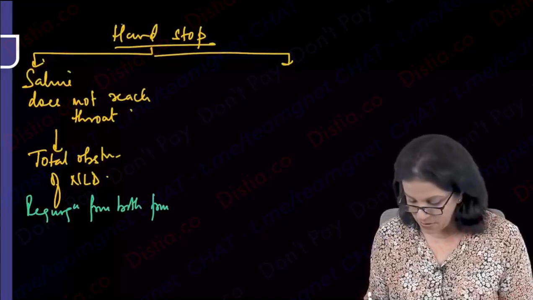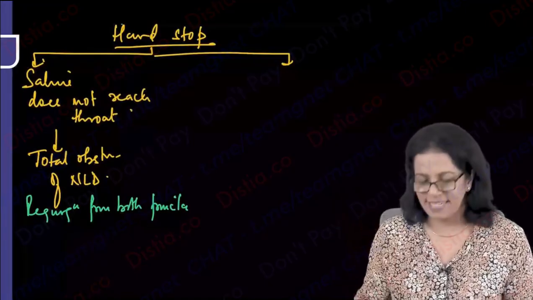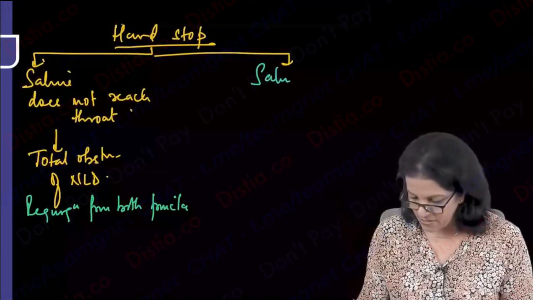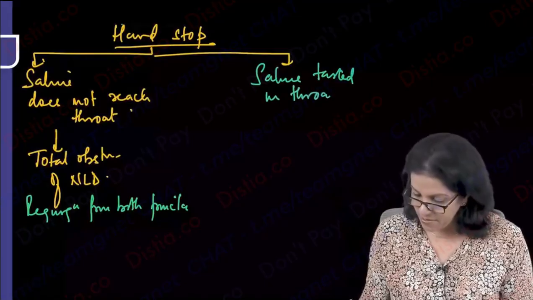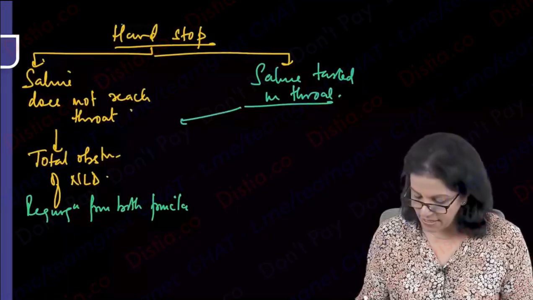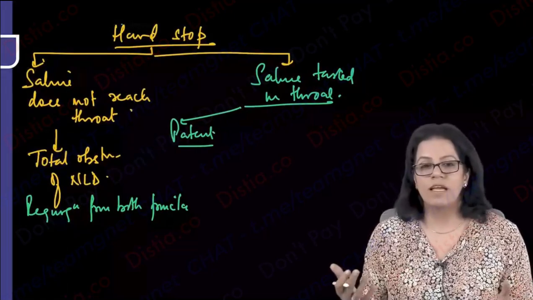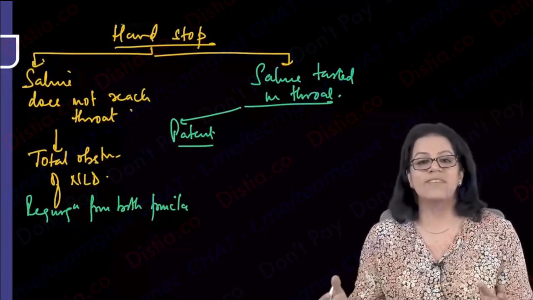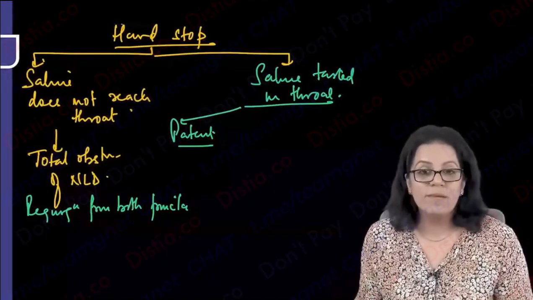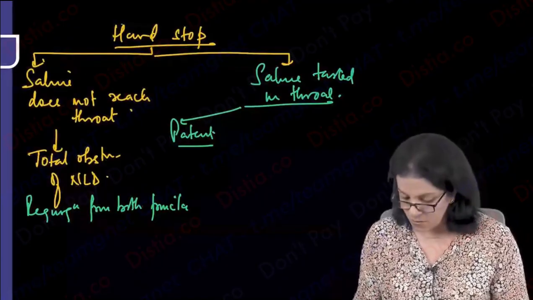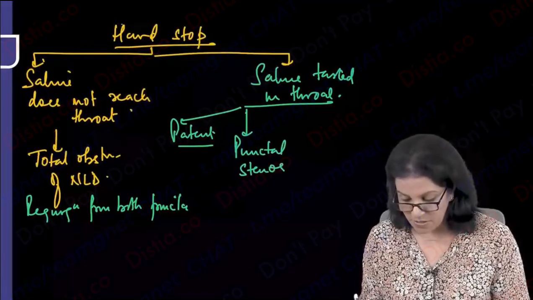Okay. Now another option is that the patient says no, saline is tasted in the throat. So saline reaches the throat, tasted in the throat. If it is tasted in the throat, now either everything is fine, it is patent. But sometimes the patient is having epiphora. It may not be easy to just say everything is fine. So what could be the other cause? If not, it could be just a punctal abnormality, isn't it? So some punctal stenosis is there because of which he is having epiphora, otherwise everything is fine. So that could be another option.